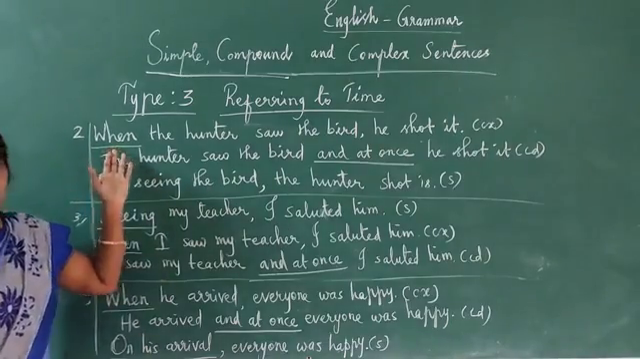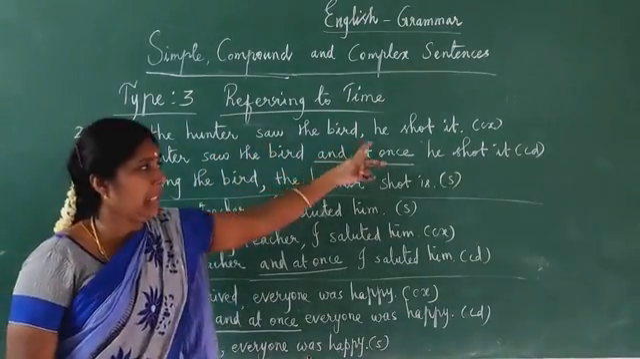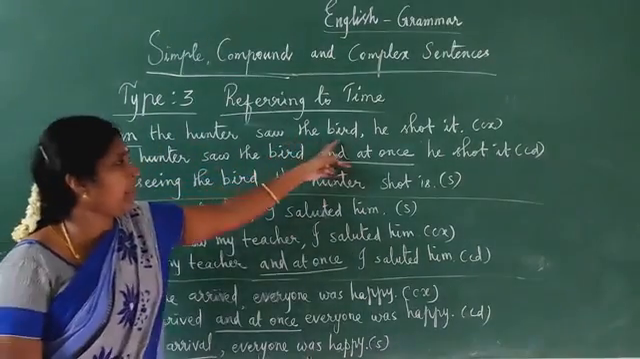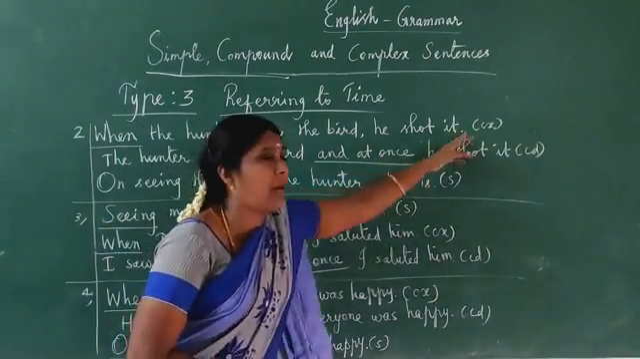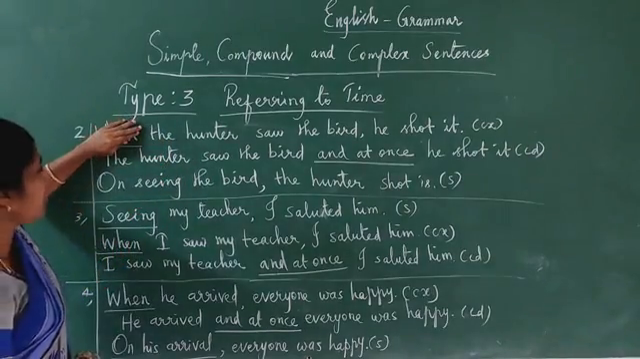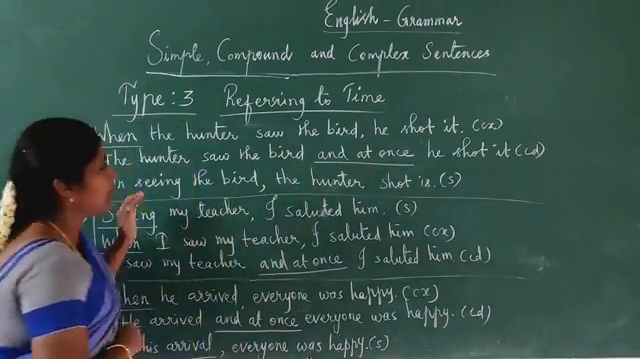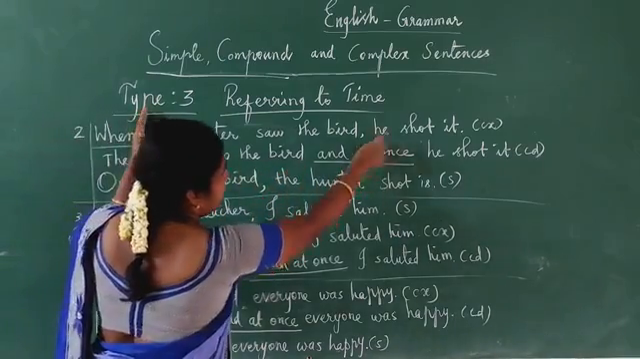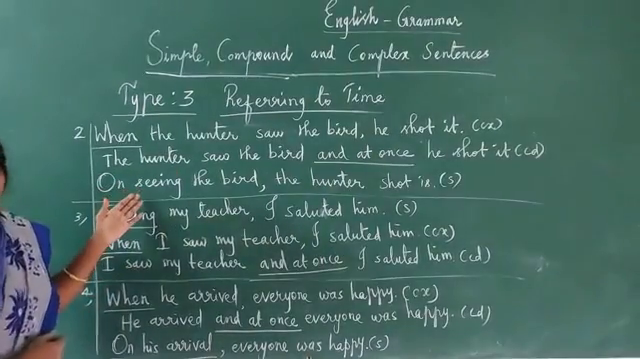Dear students, let's see with another example. When the hunter saw the bird, he shot it. Here "it" refers to what? The bird. Here "when", or "as soon as", means what sentence? Complex. Then we are changing into compound. Remove this word "when". Then in between two sentences write down the conjunction "and at once". The hunter saw the bird and at once he shot it. There is immediate action here. Then we are changing into simple sentence.